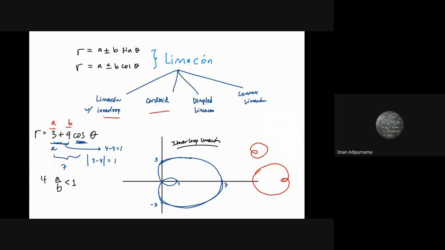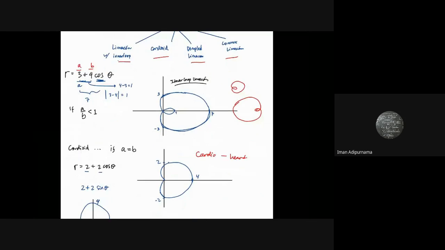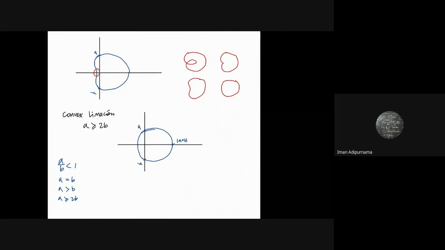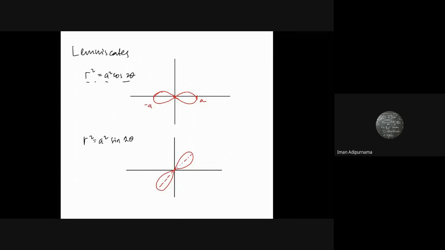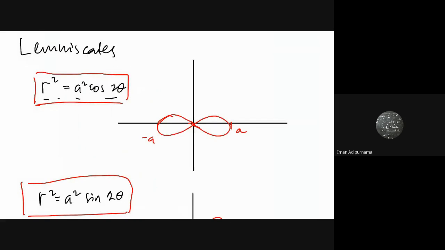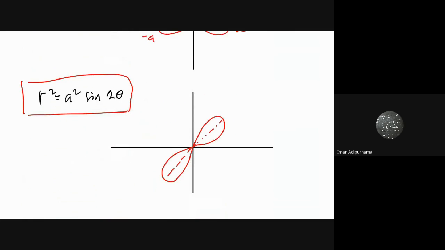We have 4 limaçons. We have the inner loop, we have the cardioid, we have the dimpled limaçon, and we have the convex limaçon. And the last one is the lemniscates, and we only have 2. So whenever you have this kind of equation in polar, you can directly draw something like an infinity loop like this. Okay, this is for cos, this is for sine.